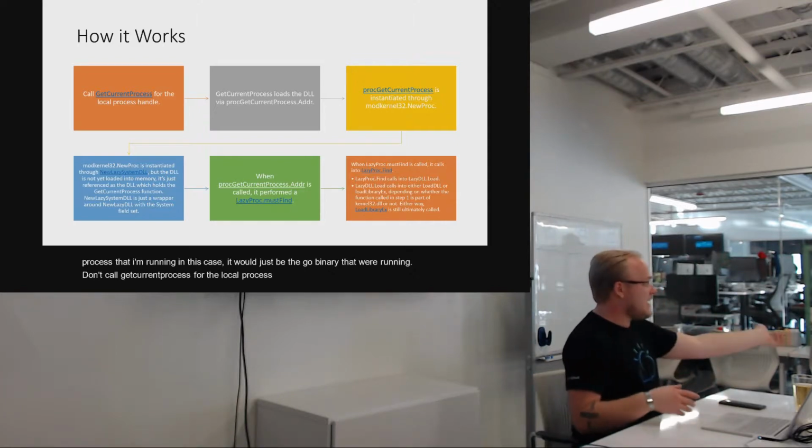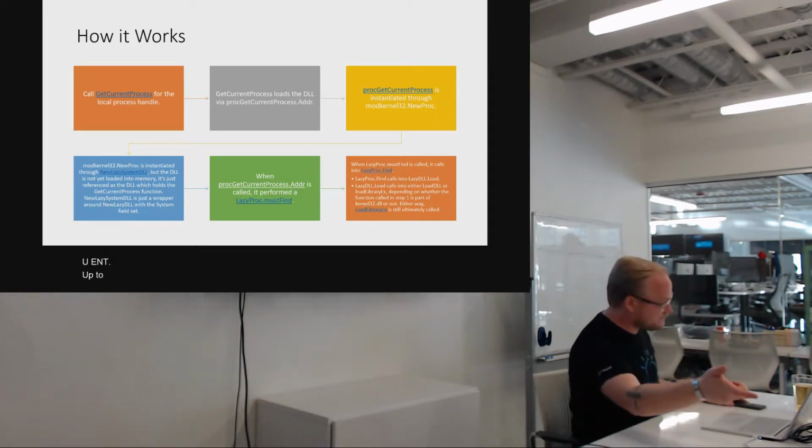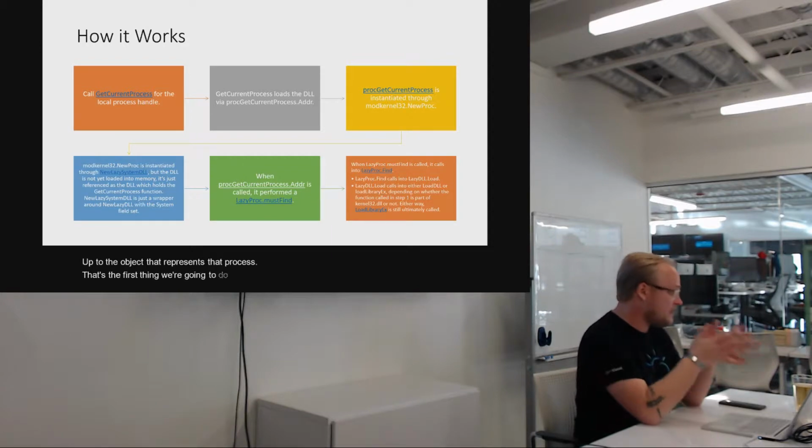And a process handle is basically a uint to the object that represents that process. So we're going to call it. That's the first thing that we're going to do. That's all we care about, getting this handle back.